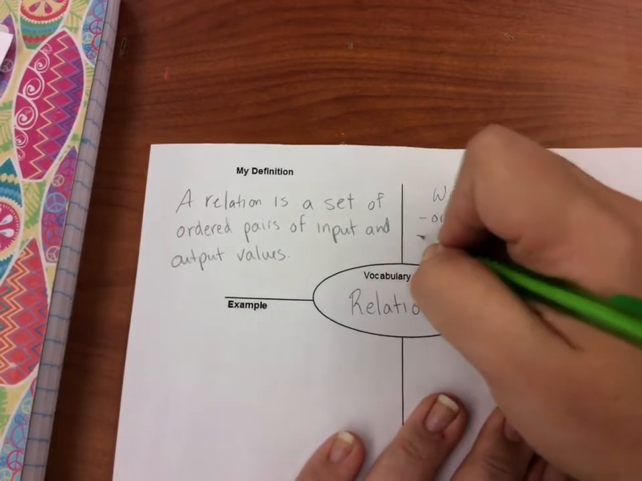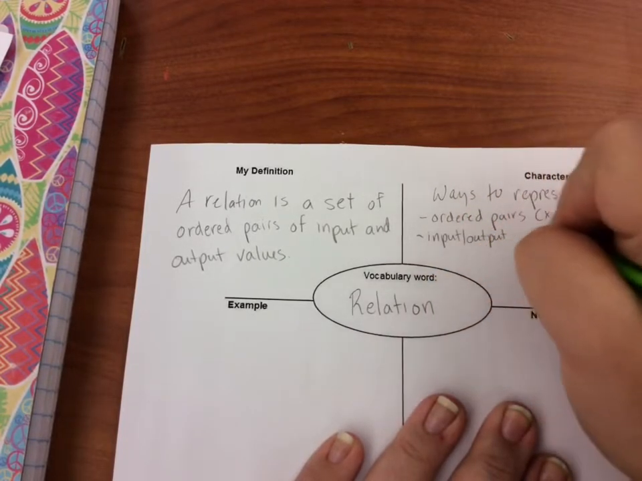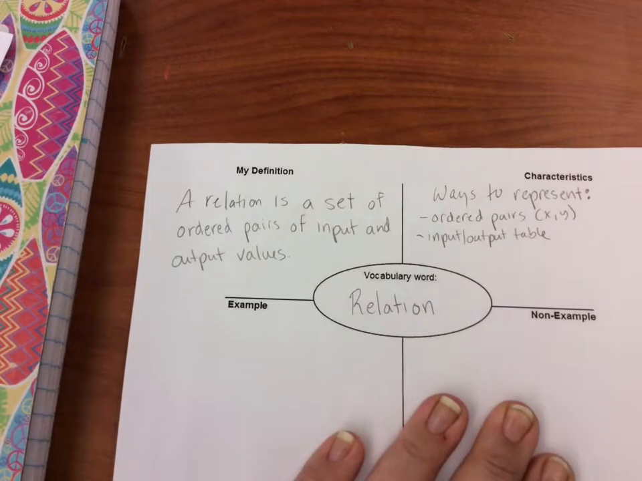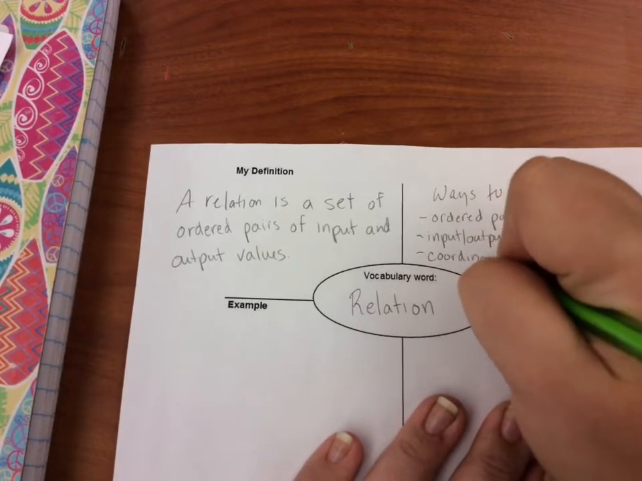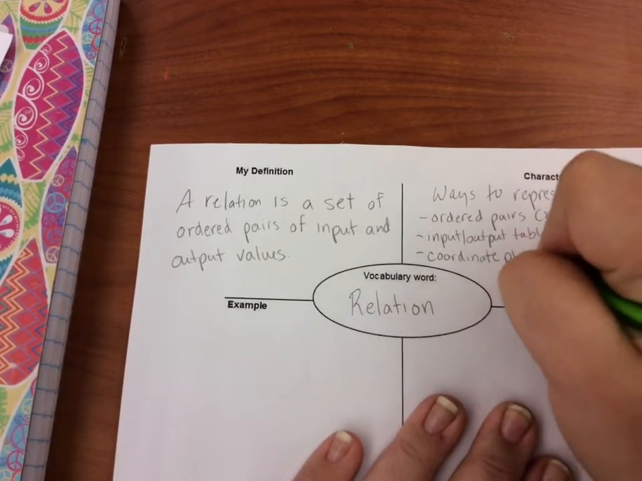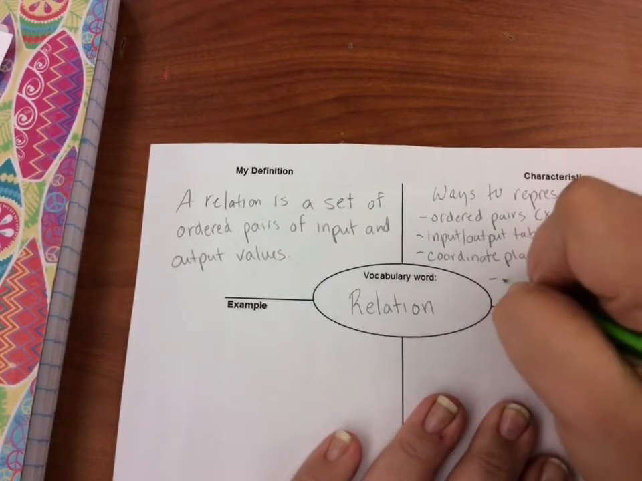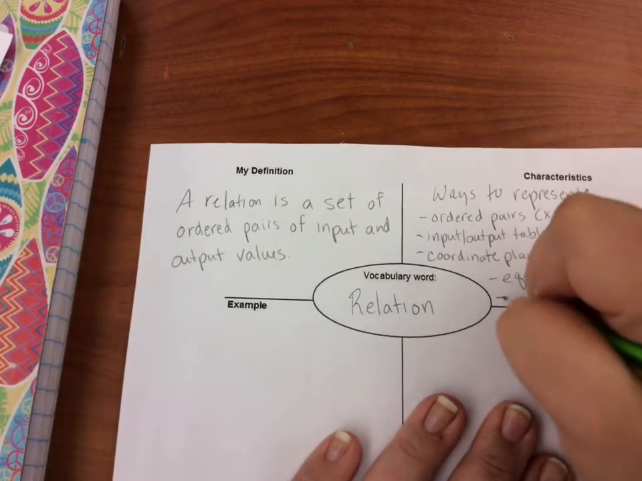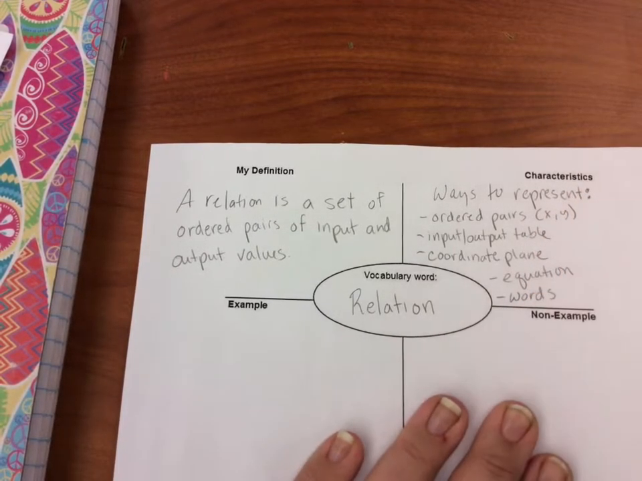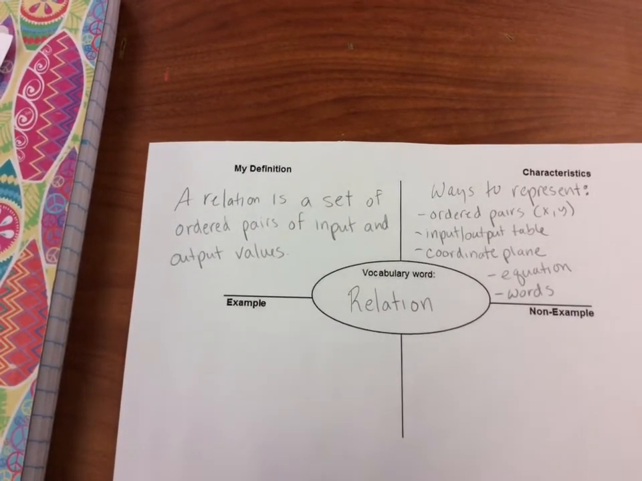Another way is an input-output table. We'll talk about what that is too in a second. A coordinate plane, which is another word for the graph that we use, the x and y axis, so the coordinate plane. An equation, and we can also describe a relation in words. So relation is inputs and outputs that go together.